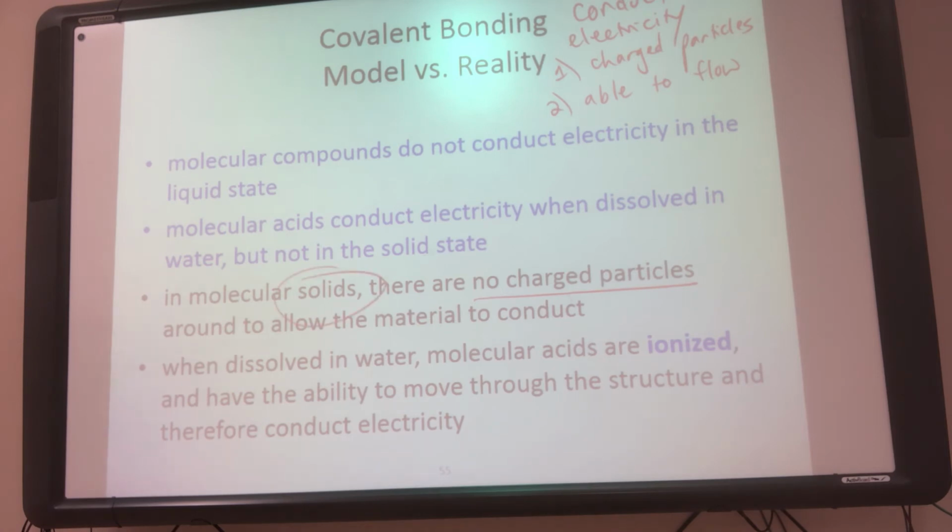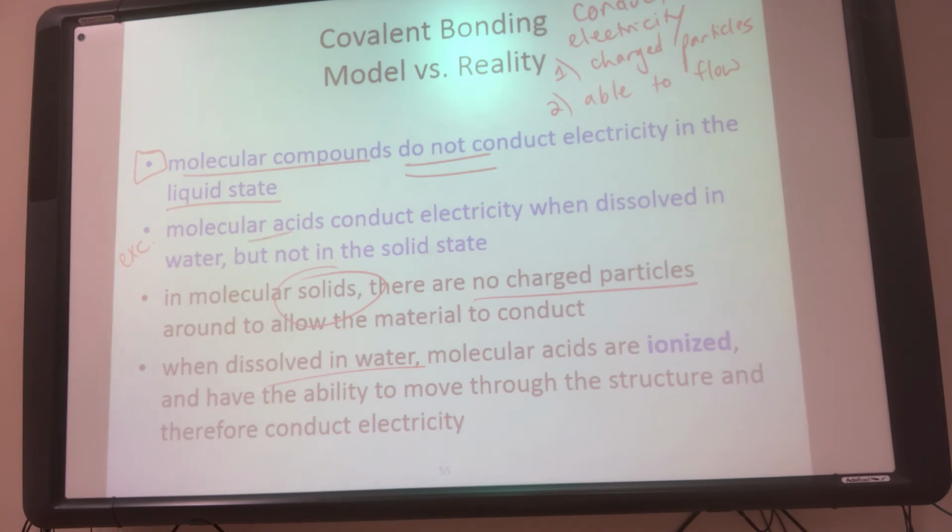But if I were to take the solid and dissolve it in water, it's still not going to conduct electricity. So molecular compounds do not conduct electricity even in the liquid state, because there's no charged particles. There's one exception. This is the exception: acids.